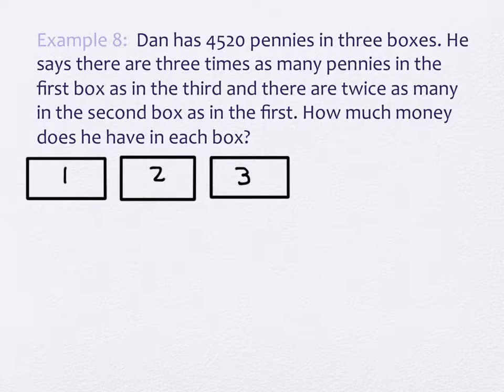It's not the 1 and the 2 and the 3. Those are just labels for my boxes, right? It's like saying the boxes are Stan, Roger, and Jeremy, or whatever. They're not numbers, really. It says there are 3 times as many pennies in the first box as in the third. So what might I want to do to get that relationship established correctly?